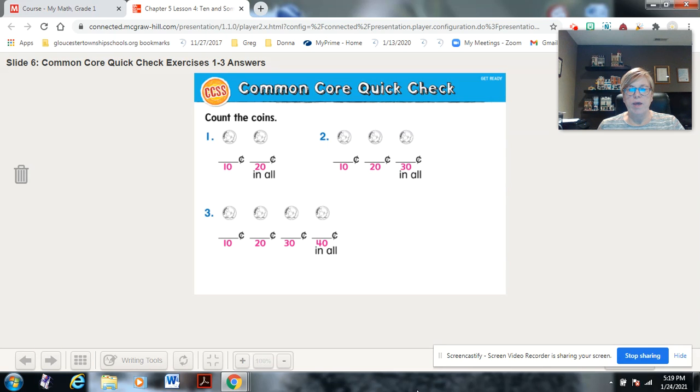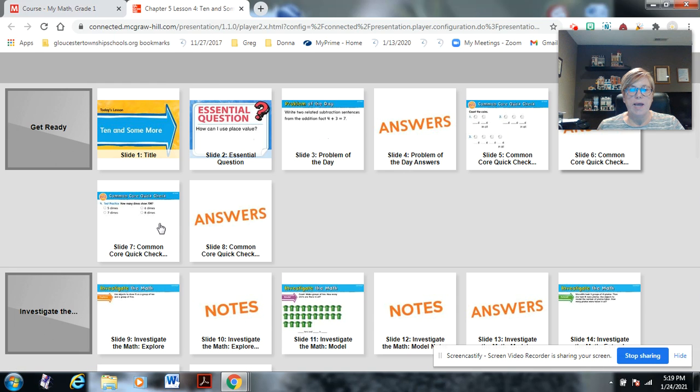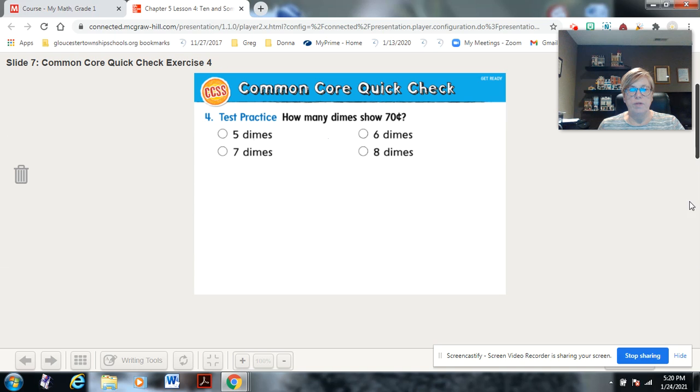Okay, here they are. All right, let's look at the next and final one for this. It says, how many dimes show 70 cents? Now remember, we kind of talked about our hint last Thursday about a way we could figure it out and then double check our answer. So look and see if you even want to write it down. Pause the video. All right, here you go. Here's your answer. 7 dimes.